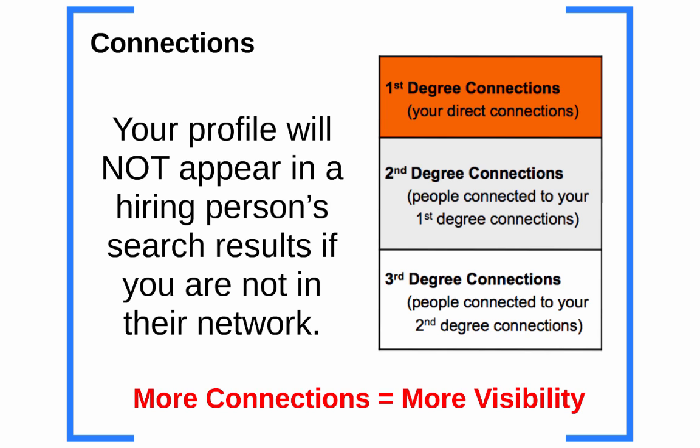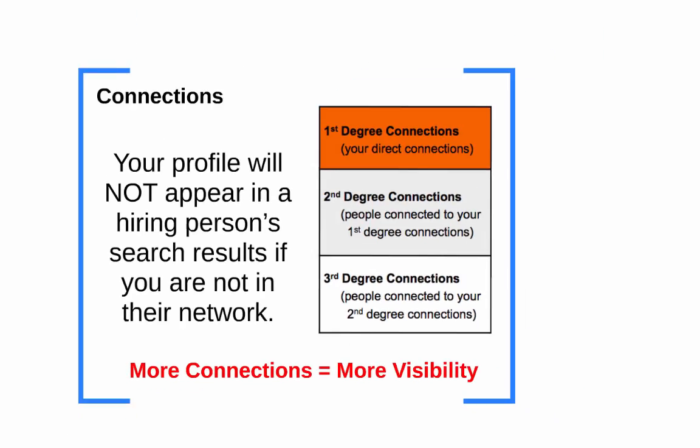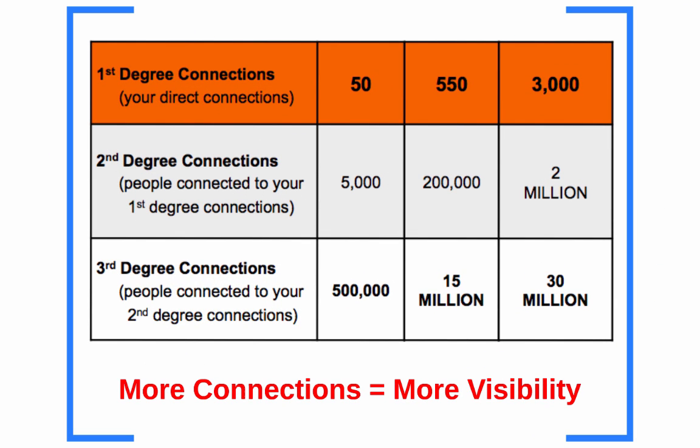LinkedIn is a 3-degree network of connections. Your network consists of your first-degree connections, plus the people connected to them, which are your second-level connections, and the people connected to your second-level connections, who are your third-level connections. This is why it's imperative to have a large network of connections, because if someone does a search and you are the perfect candidate, your profile will not appear in their results list if you aren't first, second, or third level connected to them. The more connections you have, the more searches you will appear in, and the more visibility you'll have on LinkedIn.